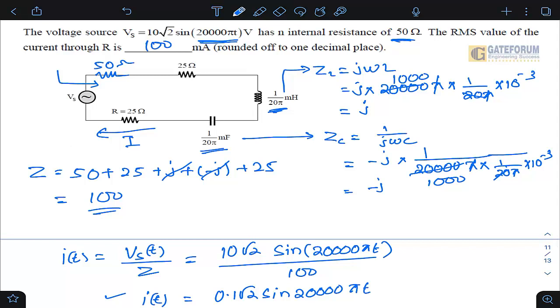So very simple and easy straightforward question, students. Answer is 100 for this. We just have to find the impedance. It's coming as a real quantity. Then we are getting the corresponding answer as 100 milliampere.